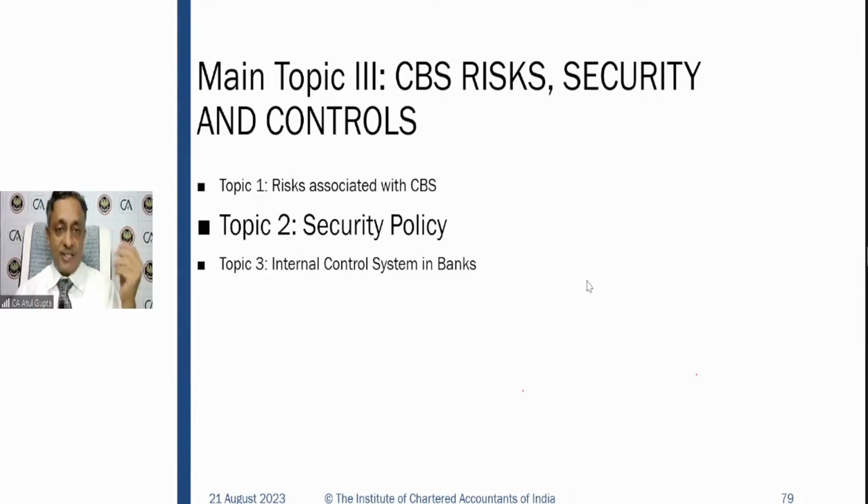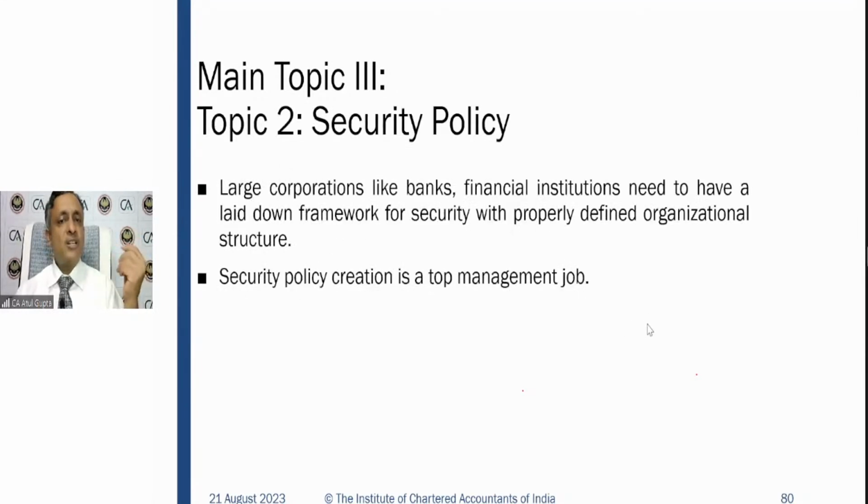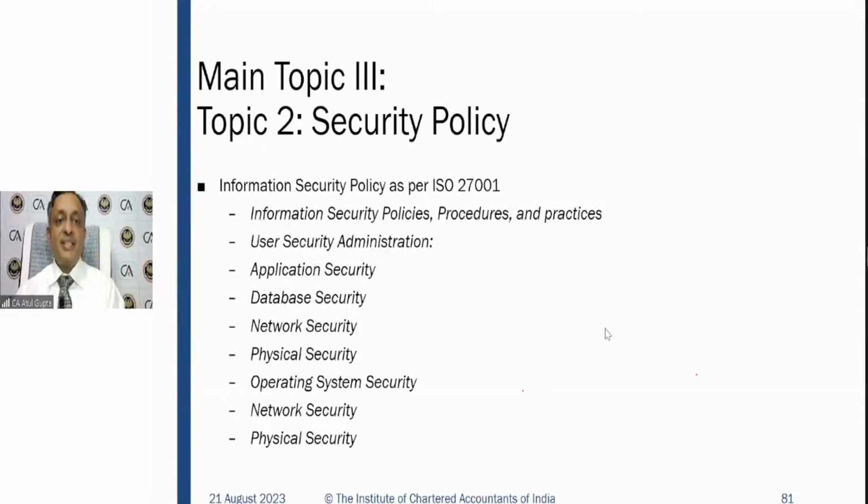Next is security policy. A large corporation like a bank or financial institution needs to have a laid down framework for security with a properly defined organizational structure. Security policy creation is a top management job. So yes, it is created by the board of directors. The security policy is going to look at these aspects, which include information security policy procedures and practices, user administration policy and practices, application security, database security, network, physical and operating system security. So these securities need to be created properly.